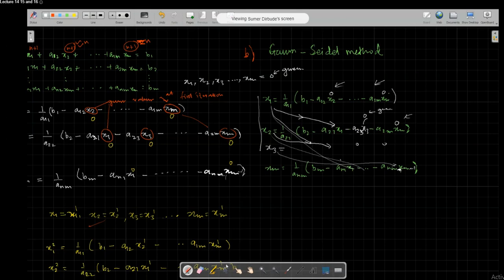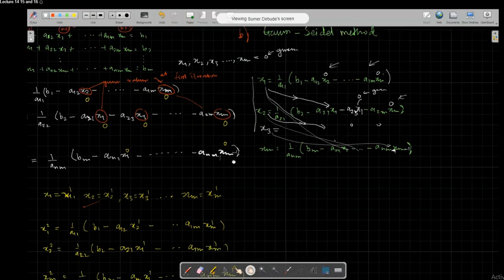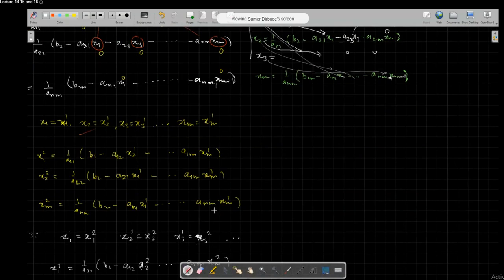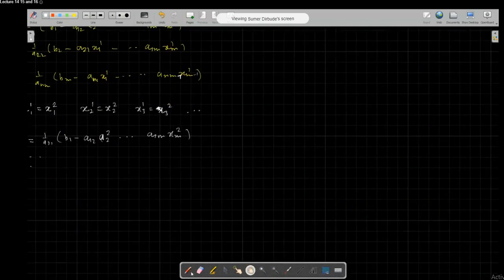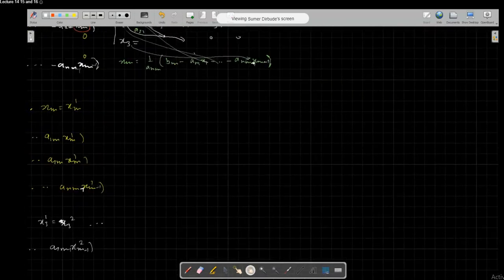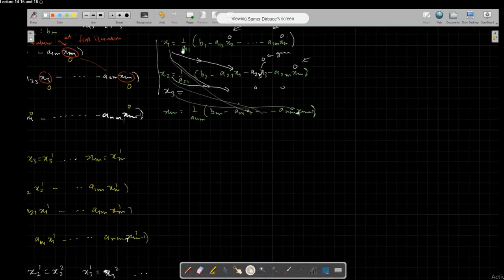So here also in the last it should be m minus 1. Okay, you correct this, m minus 1, m minus 1. Here also m minus 1, m minus 1. Okay, so we choose the latest value.